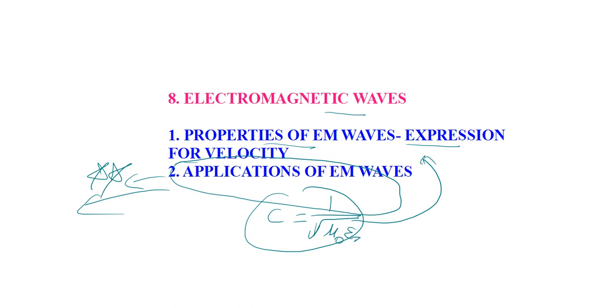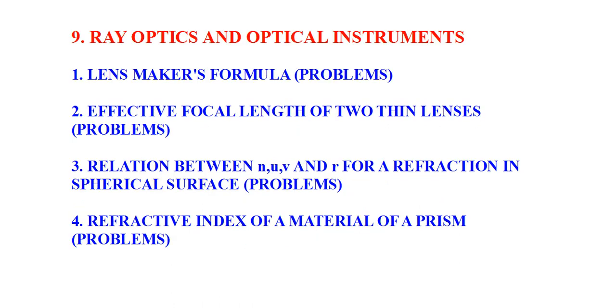Next, after that we come to the last chapter. In the last chapter, the important topic is the Lensmaker's formula. Please read that and solve a few problems on it, along with the effective focal length of 2 lenses. You also need to solve problems from this, and the relation between n, u, v and R for refraction at a spherical surface; we have to derive a relation, as well as the refractive index of the material of a prism, and you need to solve problems from that.